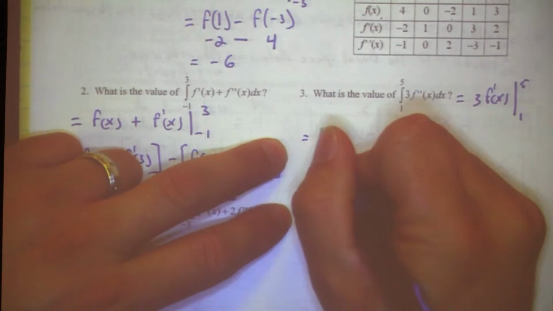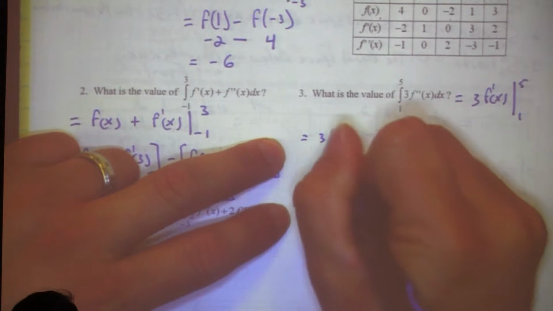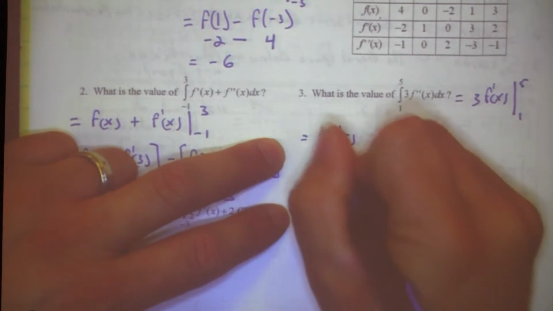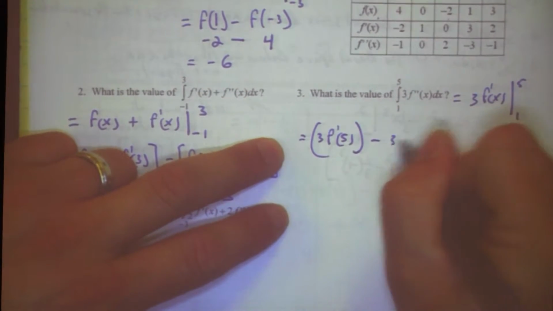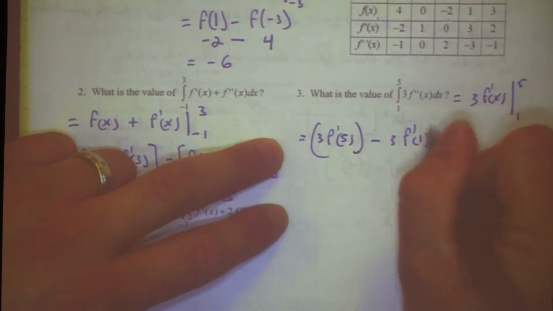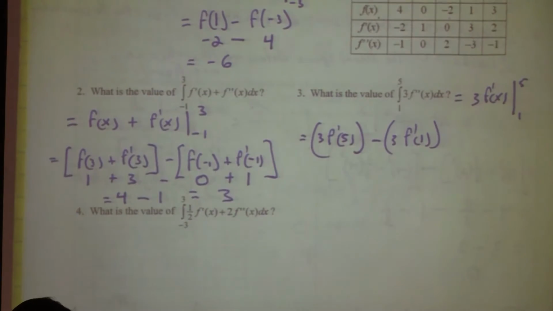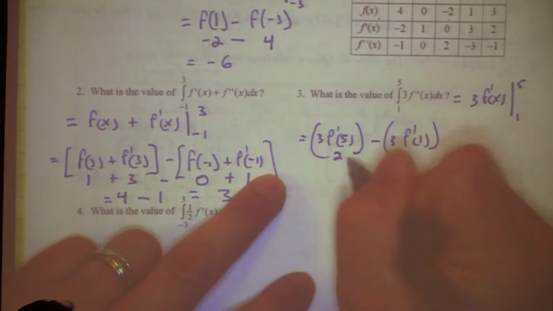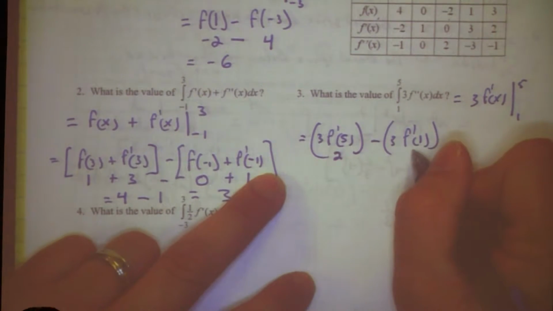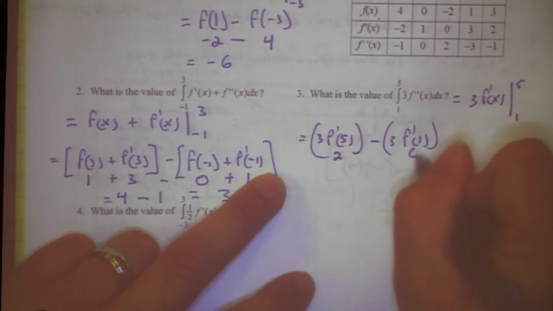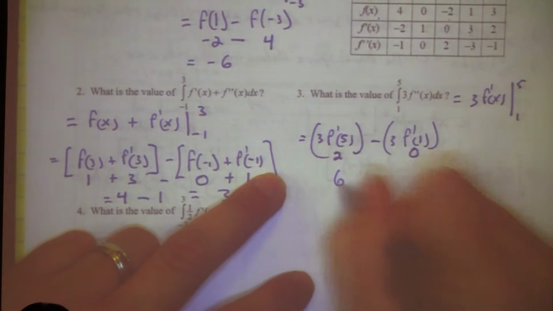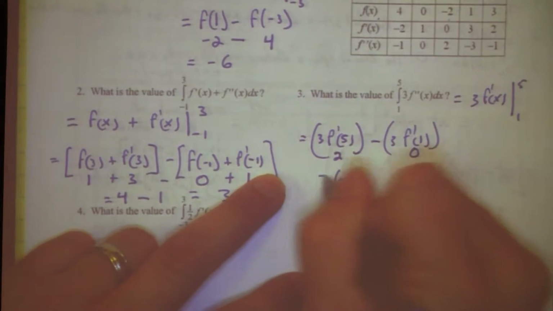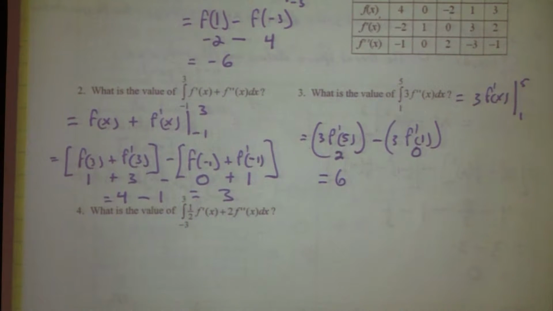So we're going to plug in 5. So we get 3 f prime of 5 minus 3 f prime at 1. What's f prime at 5? 2. Okay, what's f prime at 1? 0. So 2 times 3, that's 6. 3 times 0, that's 0. So my answer should be what? 6.